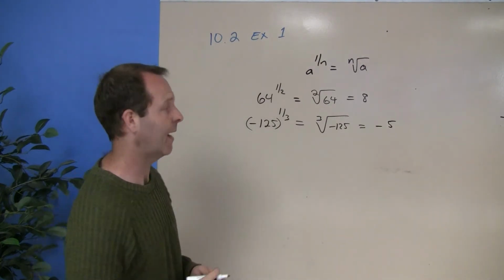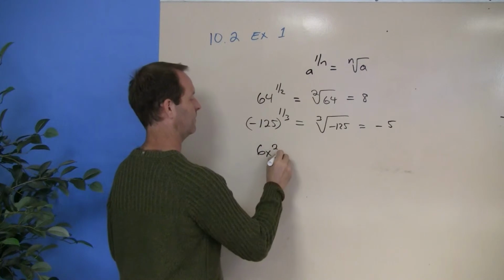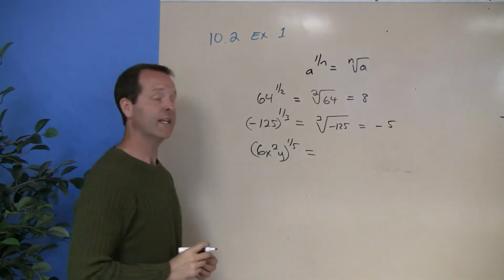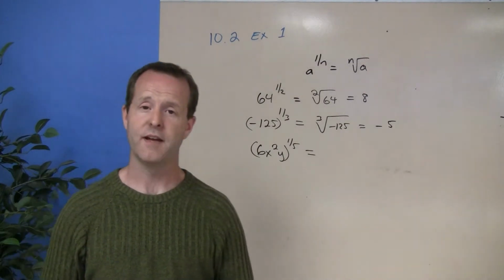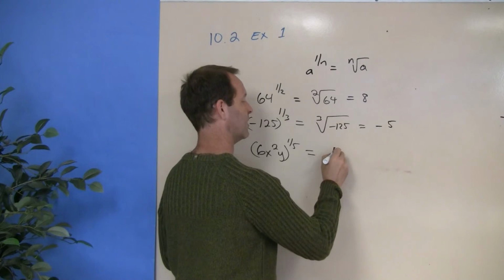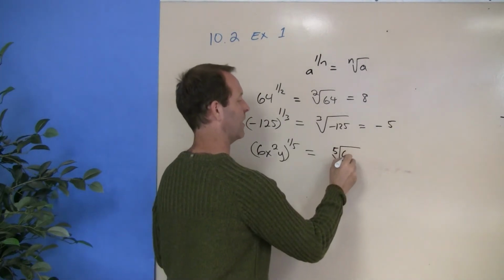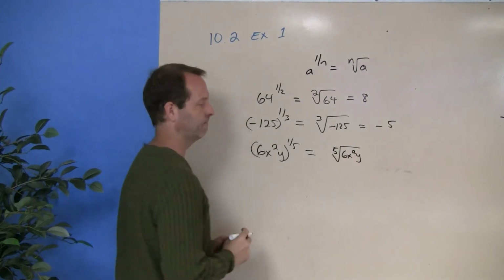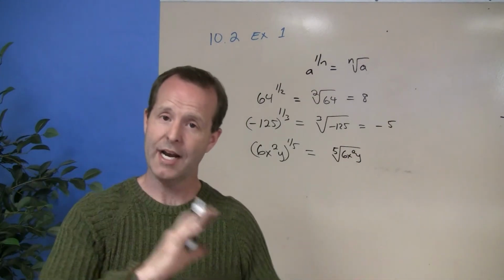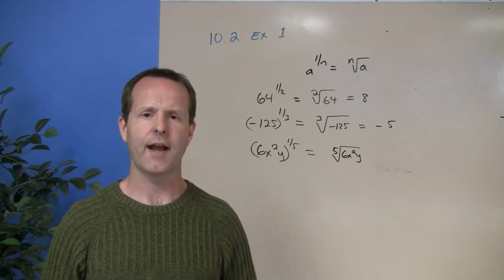And the last little example that we'll look at, I have 6x squared y all to the 1/5. And let's write it in radical form. So that's the 5th root, where 5 is the index, of 6x squared y. And nothing else I can do with it. It's just rewriting it from rational exponent form to radical form. And there might be a use for that coming down the road.